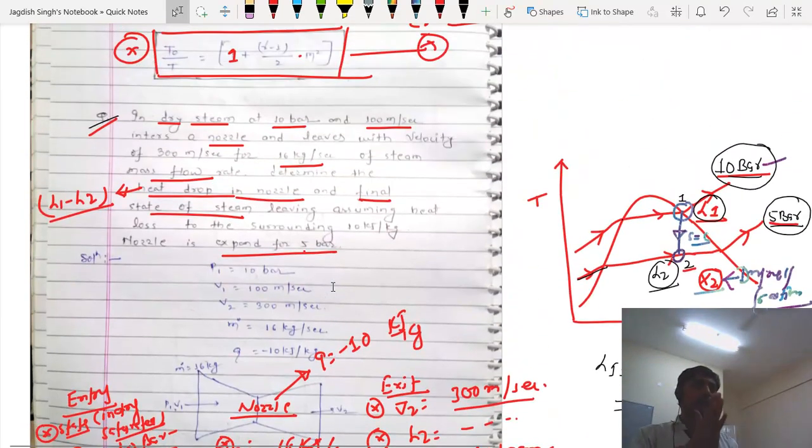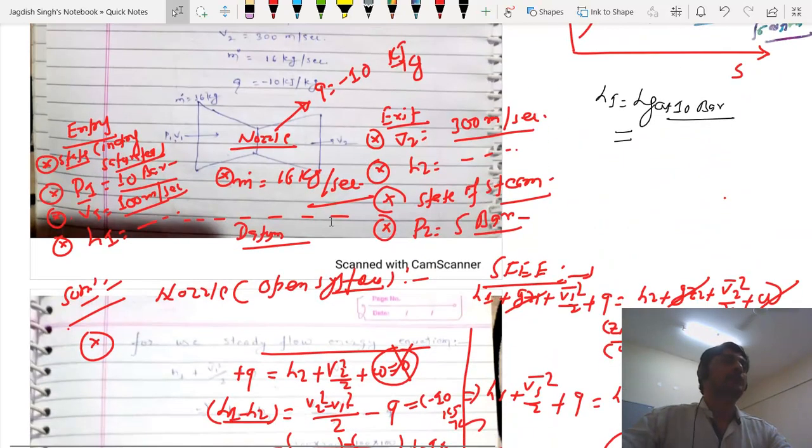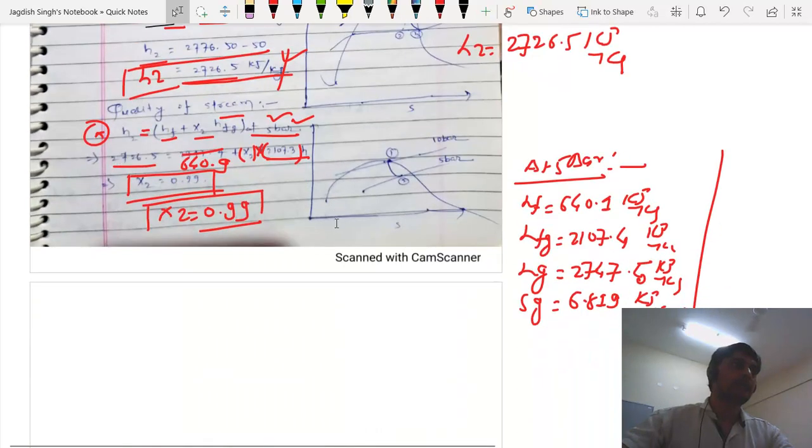So this is all about the problem. This is a very interesting problem. For calculating the heat drop, we have to calculate the enthalpies at the entry and exit. For calculating the quality of the steam, we just used some basic formulas of the properties of a pure substance, and with the help of this concept we calculated the quality of the steam.